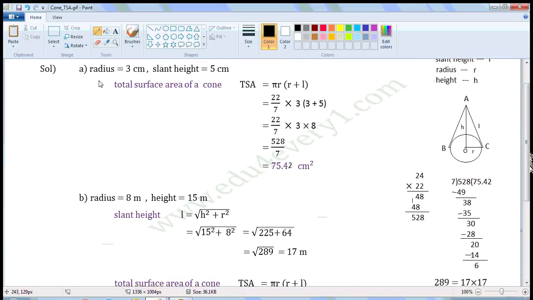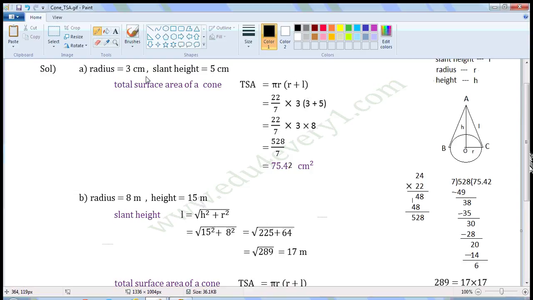First one, radius is equal to 3 centimeters, slant height is equal to 5 centimeters. We can find the total surface area of a cone using the formula TSA is equal to pi r into r plus L. TSA means total surface area, pi the constant, its value is approximately equal to 22 by 7 or 3.14, r is the radius and L is the slant height.